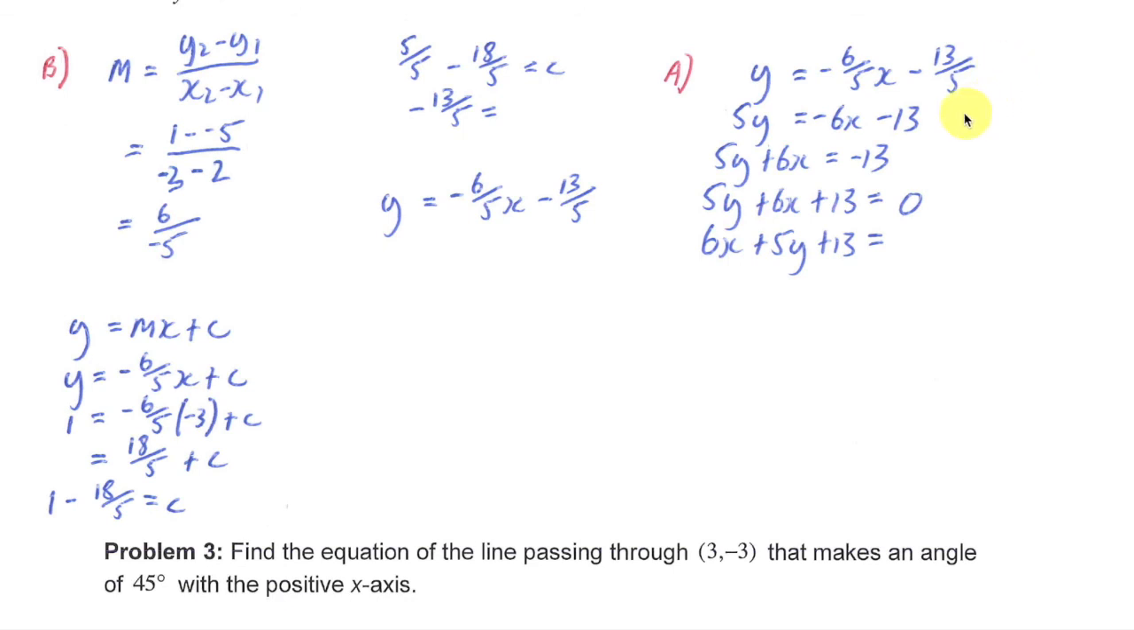Of course, I multiply everything by 5, and then I add x to both sides, add 13 to both sides, and now rewrite it so that I list my x first. So I've got 6x plus 5y plus 13.